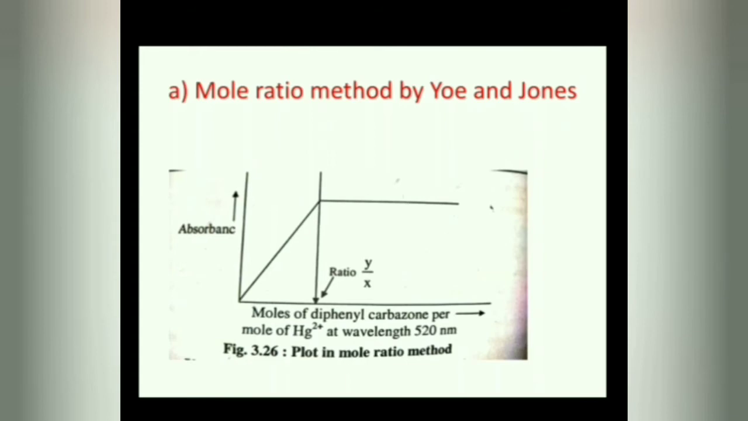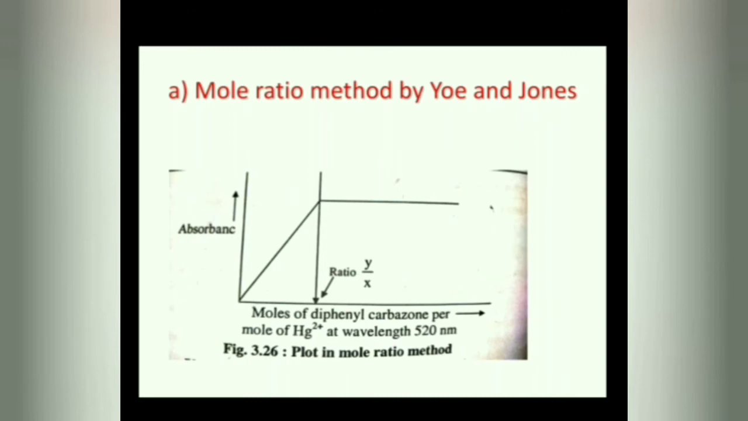Out of metal or ligand, we have to make the concentration of one entity constant. The concentration of the other component is varied. The absorbance of this series of solutions is measured at an appropriate wavelength. A plot of absorbance as a function of the ratio of moles of ligand to moles of metal ion is obtained. Okay, here we are using an example of diphenyl carbazone per mole of Hg2+ ion at a wavelength of 520 nanometer and its absorbance.